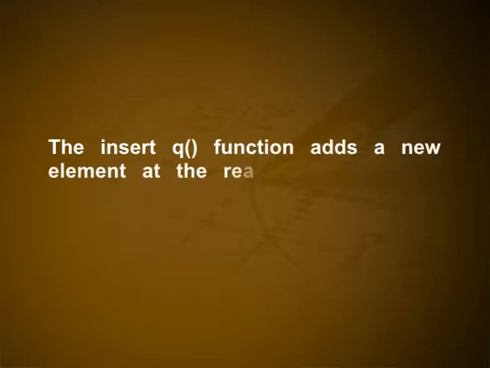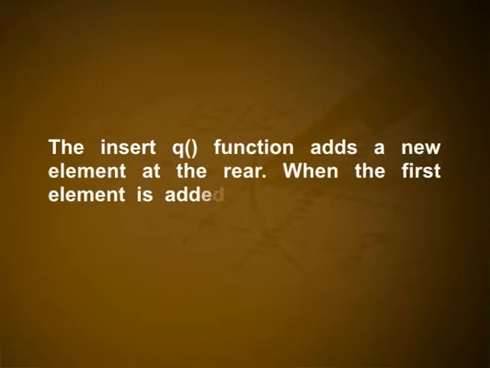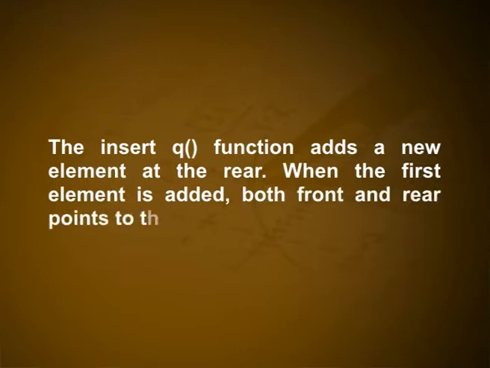The insert queue function adds a new element at the rear. When the first element is added, both front and rear point to the new node. After that, rear will be incremented with the addition of each new node.